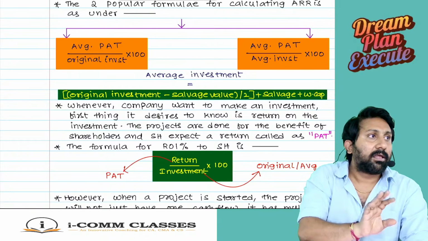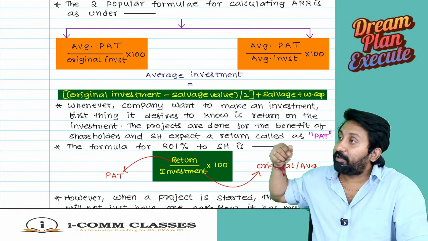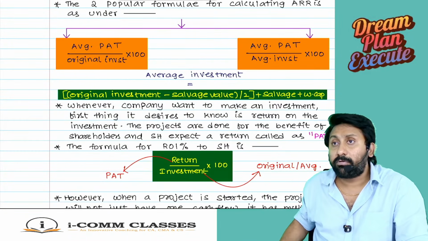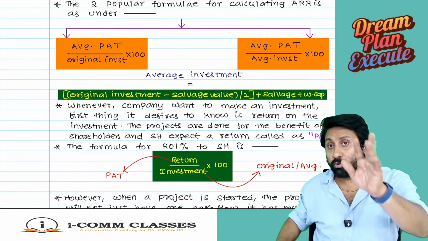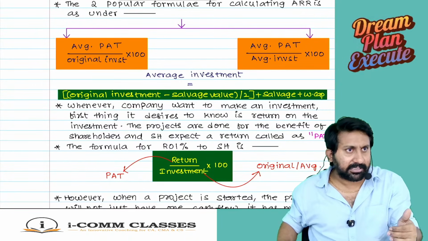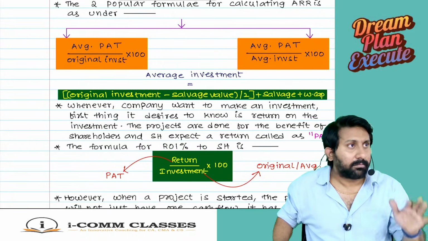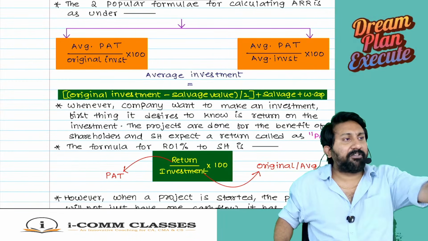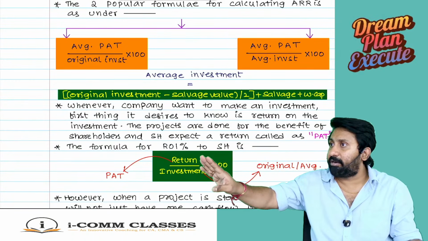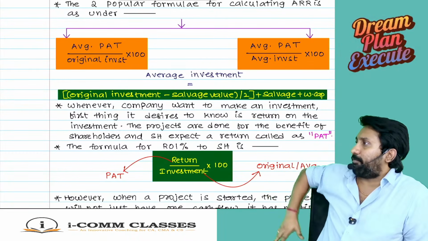Correct? Okay. Now, second situation. If in the exam they give you profit and you have to calculate cash flow, what will you do? Add depreciation. Very good. Profit plus depreciation gives you cash flow. Clarity, everyone? Next, second question for you.